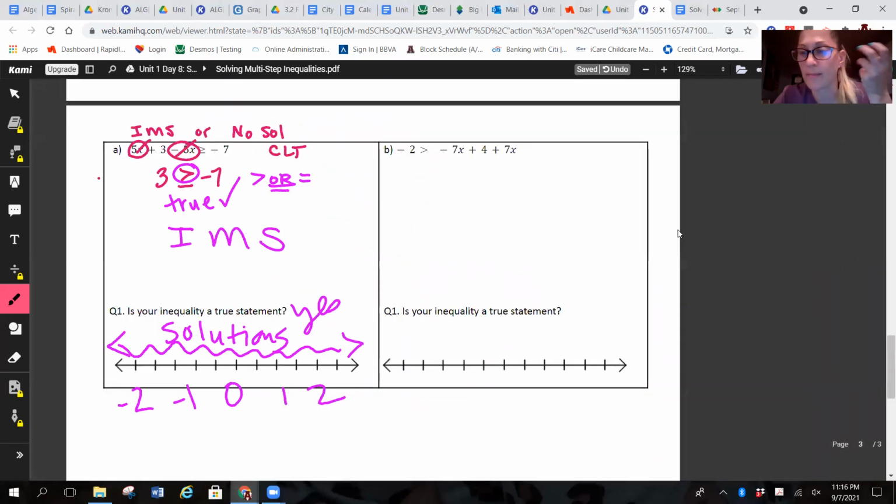So let's first wrap your mind around that. The x's canceled out. I had a number on the left, a number on the right, and in between the 3 and the negative 7 was a sign. I read the sign and I ask myself, is that true or is that false? Does it make sense or is it dumb? All right, let's check out B.